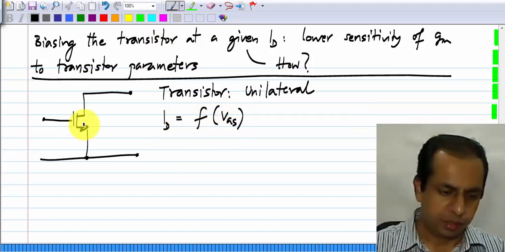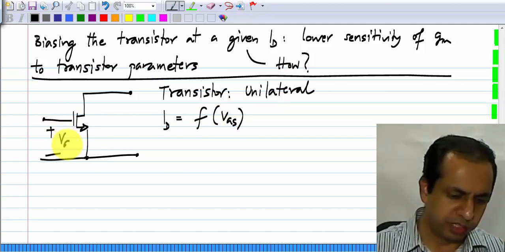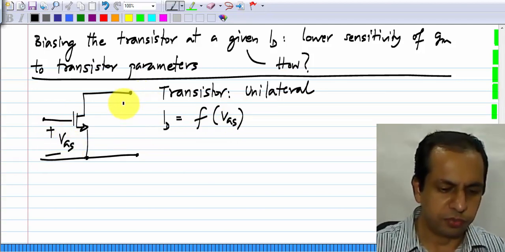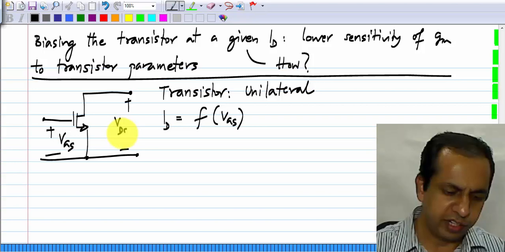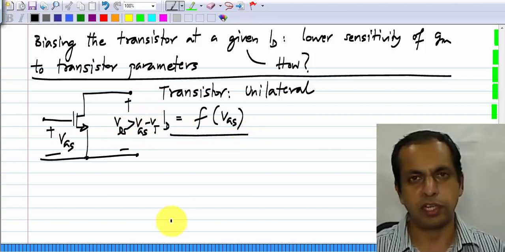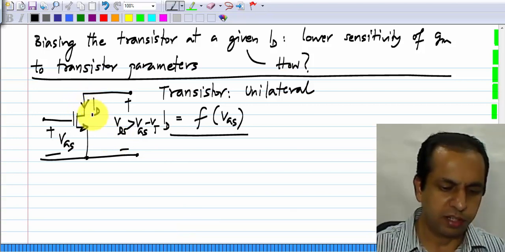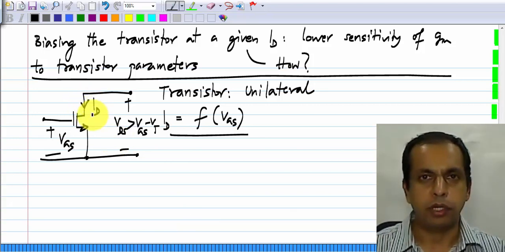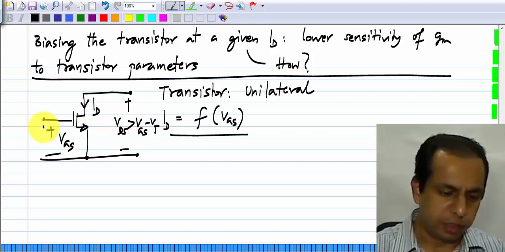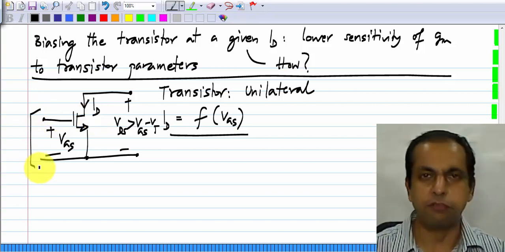Okay. That means that if you apply some gate source voltage, and of course, we will assume that VDS is more than VGS minus VT, so that this approximation is correct. If you apply a certain VGS, you will get a certain current. Okay. But you can't apply a certain current and expect that VGS will be magically formed.